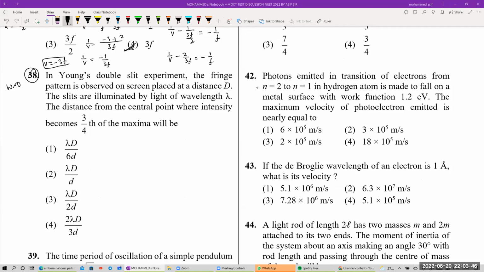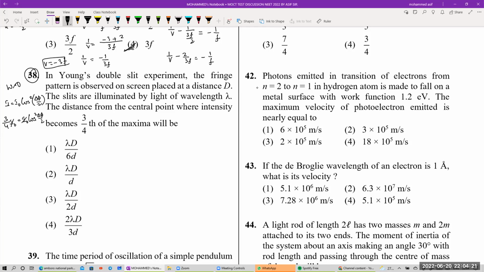In Young's double slit experiment, the fringe pattern is observed on a screen placed at distance D. The slit is illuminated by a light of wavelength lambda. The distance from the central point where the intensity becomes 3/4 of the maximum. Intensity का फॉर्मूला तो याद होगा आप लोग को. I is equals to I naught into cos square delta phi divided by 2. Isn't it? I value is given how much would be better? 3/4 times of maximum, यानी 3/4 times of I naught will be equal to I naught into cos square delta phi divided by 2.